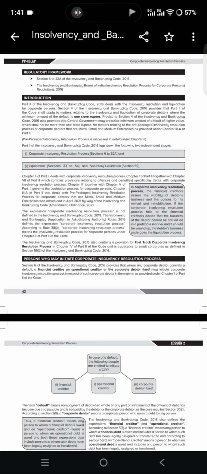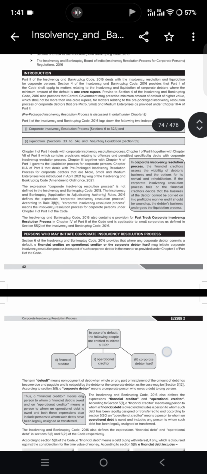Next, persons who may initiate the CIRP. 3 persons: financial creditor, operational creditor, corporate debtor. Default means a non-payment of debt when whole or any part of the installment of the amount of a debt has become due and payable and is not paid by the debtor or corporate debtor as the case may be. This is defined under Section 3 subclause 12.